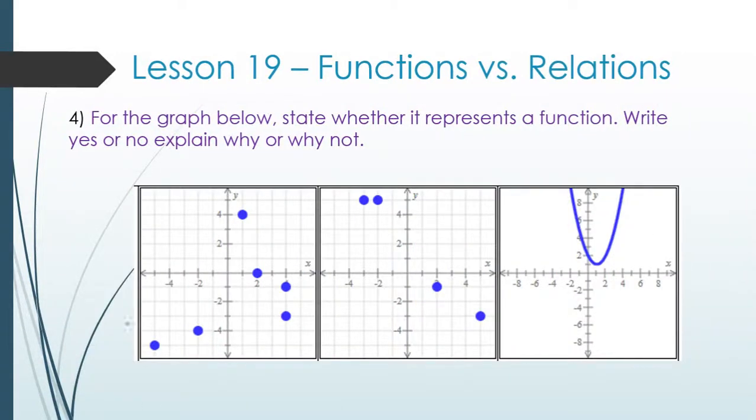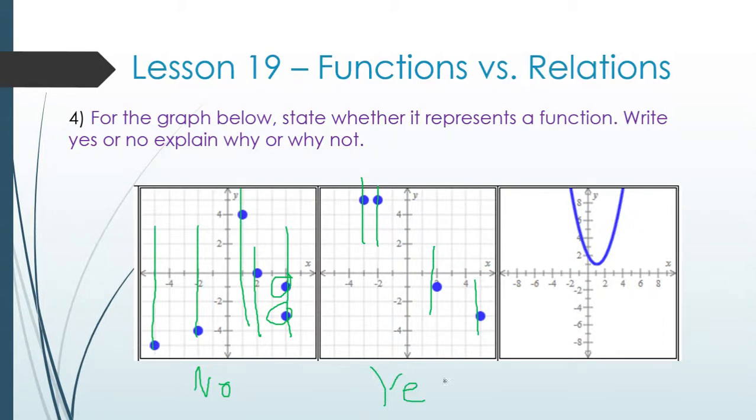Okay, let's look at this one now for 4. Now we're just looking at dots here, so let's see if any are crossing. That works, that works, that works, that works. Oh, what about this? 2. Even if it's in one spot, this one is a no. This is not a function. It doesn't pass the vertical line test. That works, that works, that works, that works. So this one is yes.